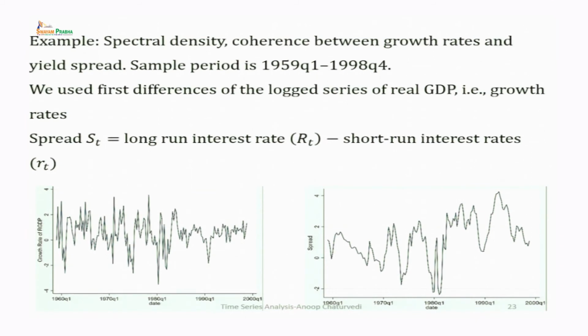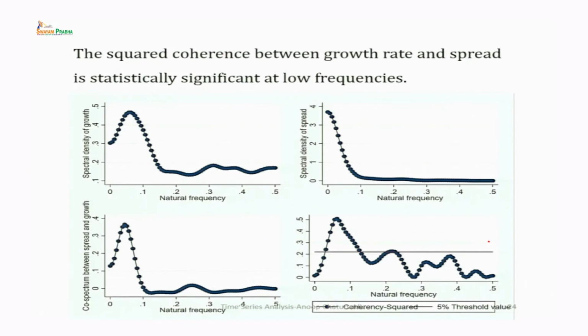So, these are the growth rates of real GDP, and this is the graph of spread. Then the squared coherence between growth rate and spread is statistically significant at low frequency. This is the graph of squared coherence. So, you observe that, and this line actually gives you the 5% threshold values. So, anything above this may be considered as significant. So, you observe that at lower frequencies the squared coherence is significant.